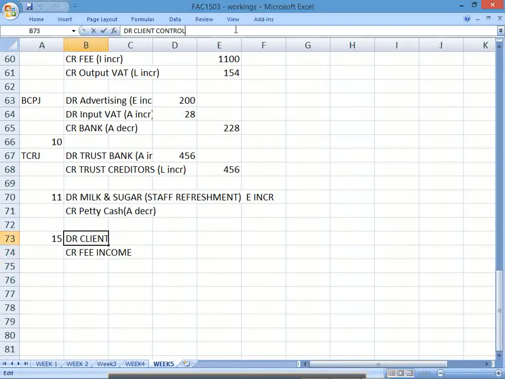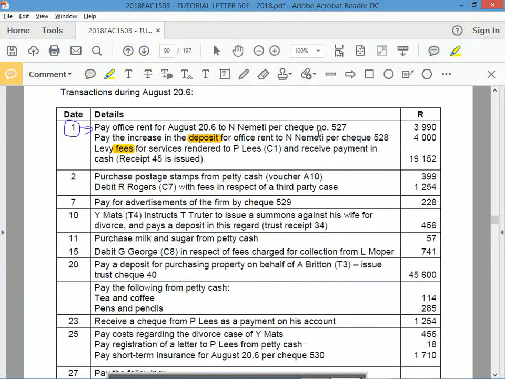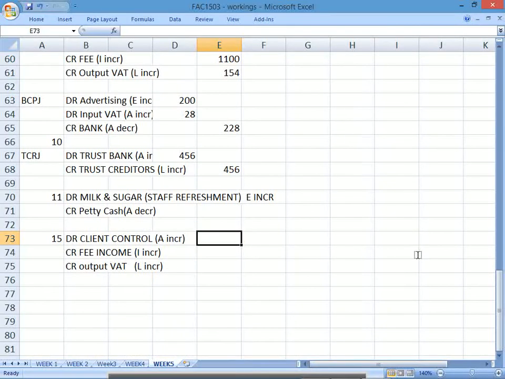Client control could be viewed as an asset. Fee income, income, obviously. Here, because this was a fee, there would be output VAT, liability increase. There's the working for that one. Let's get the amount. This was 741. 741 is what they owe you. The VAT exclusive is 650.